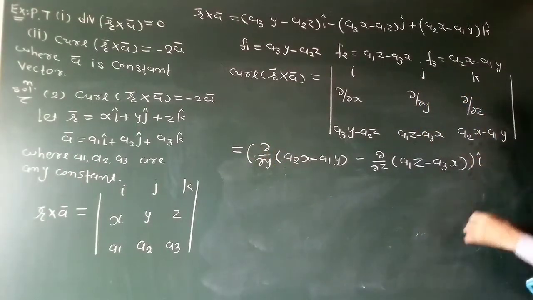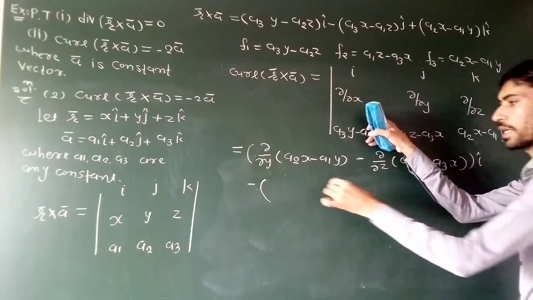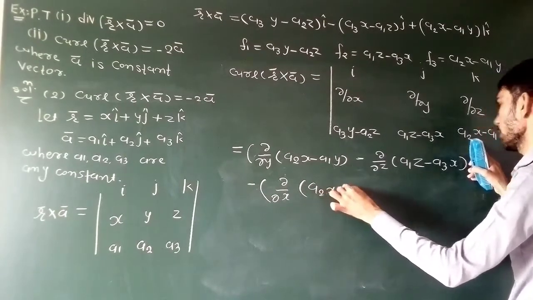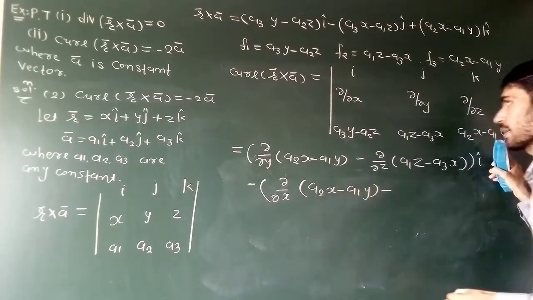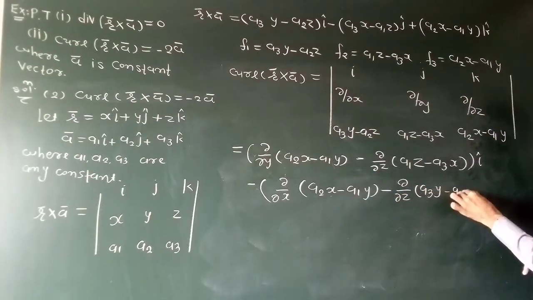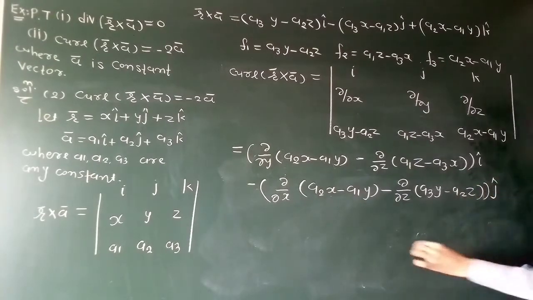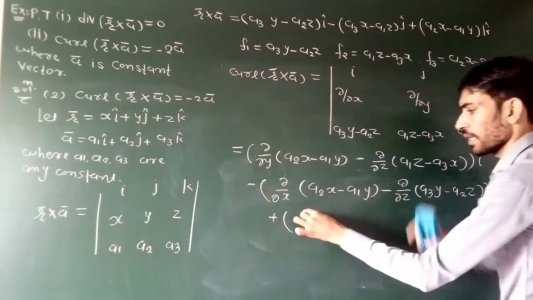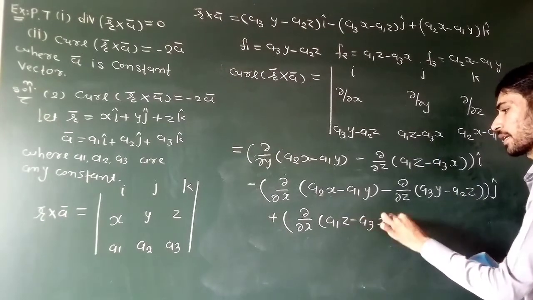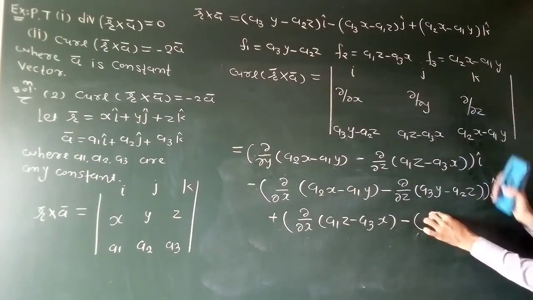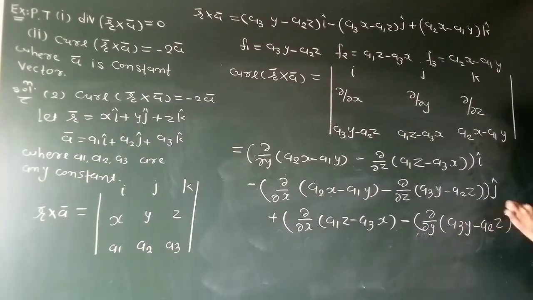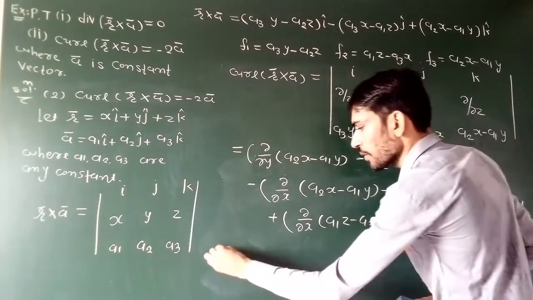into i cap, minus del upon del x into a2x minus a1y, minus del upon del z into a3y minus a2z into j cap, plus del by del x of a1z minus a3x minus del upon del y into a3y minus a2z into k cap. Now we just simplify, we get the answer.